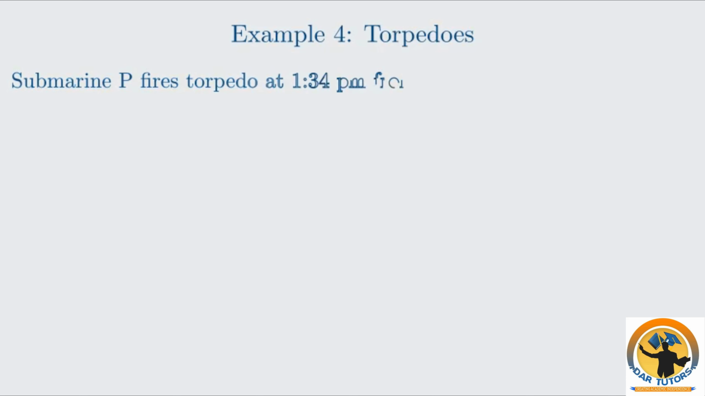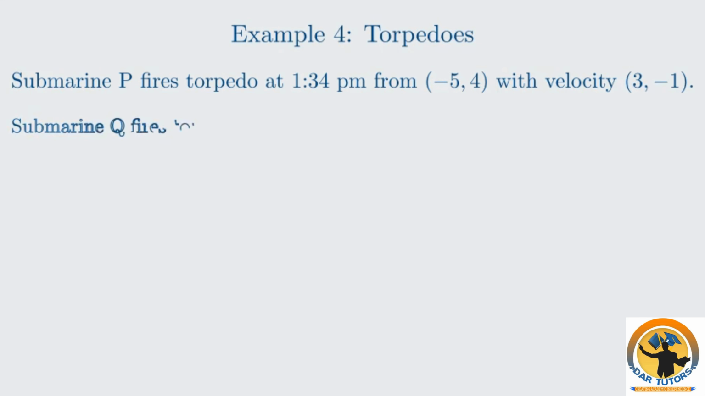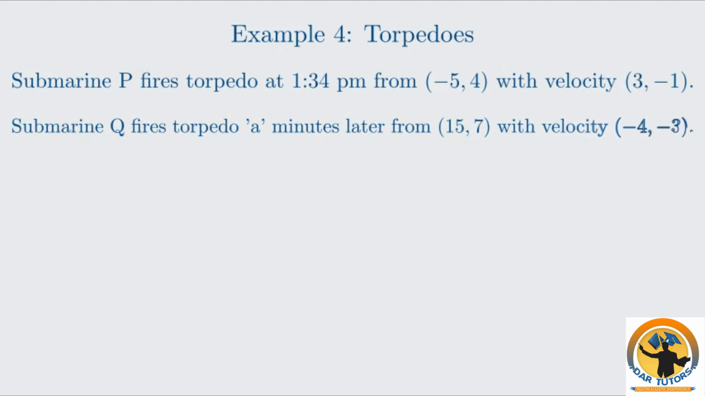Let's tackle another multi-part problem, this time involving a torpedo and a submarine. This problem introduces the concept of a time delay. At 1:34 p.m., submarine P fires a torpedo from the point (-5, 4) with velocity vector (3, -1). A minute later, submarine Q fires a torpedo from (15, 7) with velocity vector (-4, -3). Distances are in kilometers, and time is in minutes. We need to find the position of P's torpedo, its speed, the position of Q's torpedo, the angle between their paths, and finally, the time, a, and the time of impact if Q's torpedo hits P's.